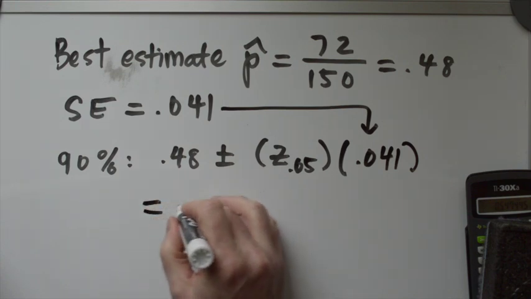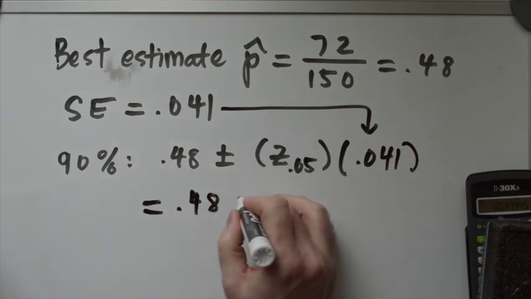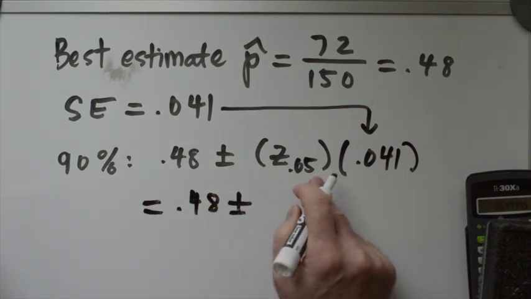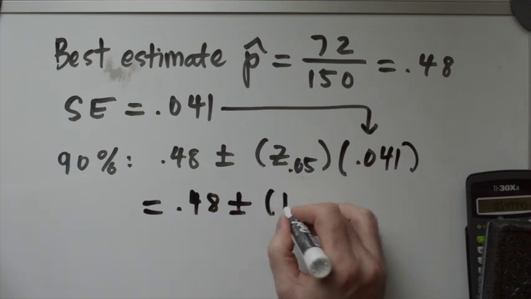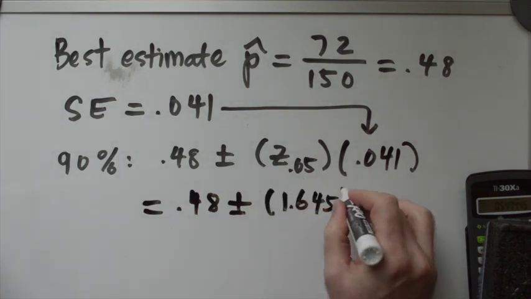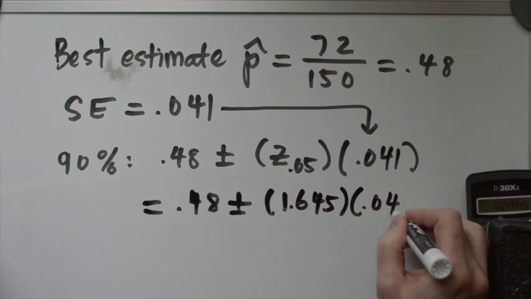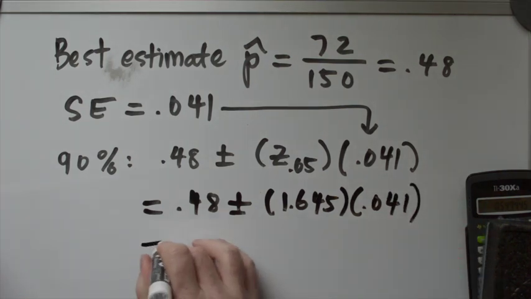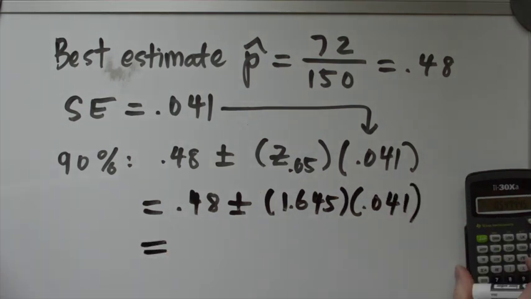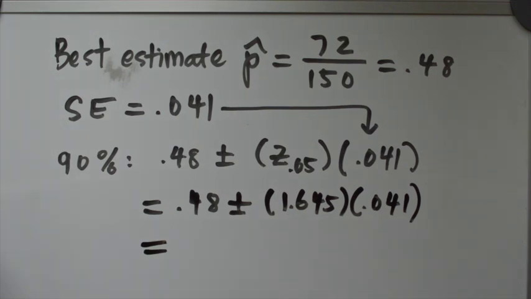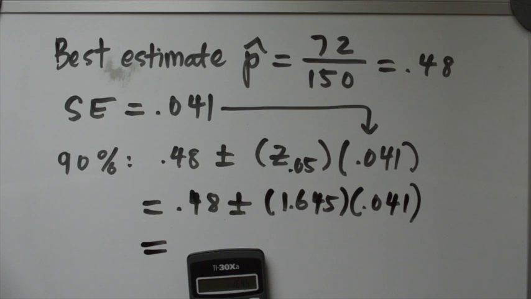Now we probably remember that z of 0.05 is 1.645, and our standard error is 0.041. And so the margin of error, which is the product of these two, let's calculate that first. 1.645 times 0.041. That margin of error is on the order of 0.067. I'm just going to store that in my calculator.